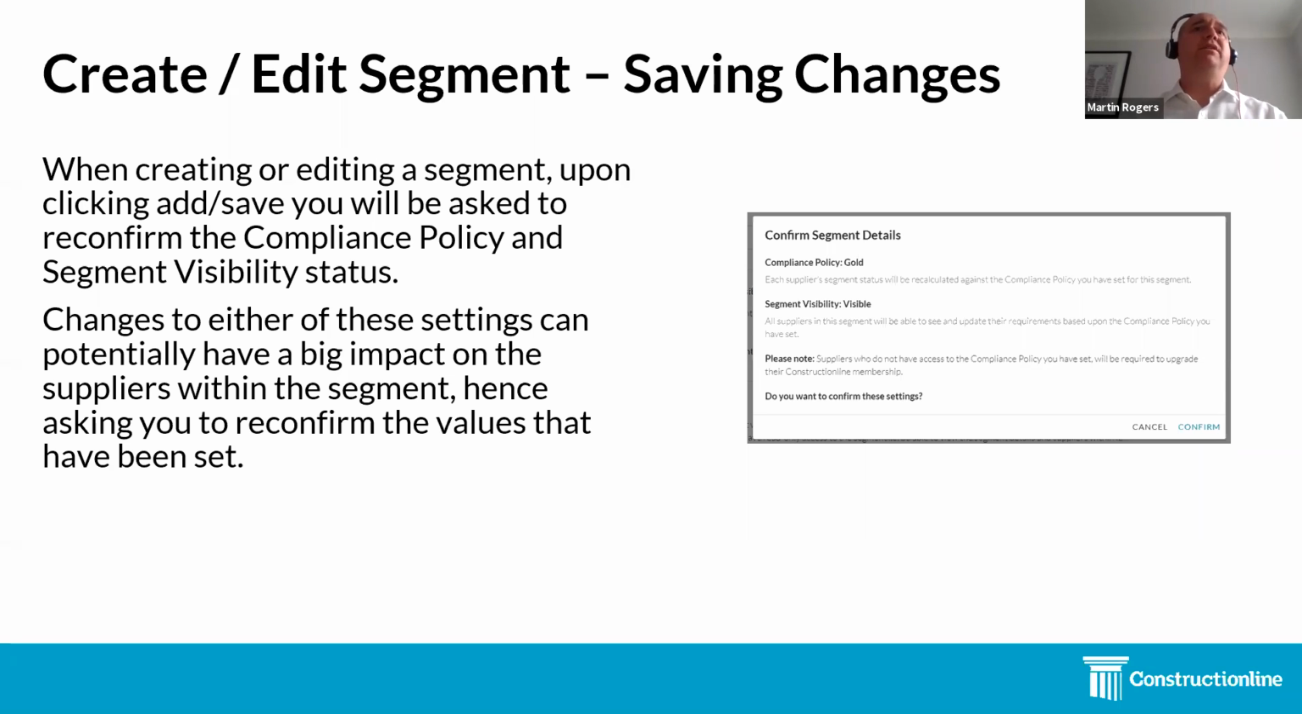And potentially, if it's an upgrade, so if you've gone from silver to gold, any supplier or contractor who was only on the silver level will then be notified they need to upgrade, and they'll be presented with that upgrade option in the platform the next time they log in, because you've changed the compliance policy from silver to gold. So as I say, when creating or editing the segments now, you will get a reconfirm message dialog coming up, just so that you can make sure that the settings you have selected are the correct settings that you want to apply to that segment.